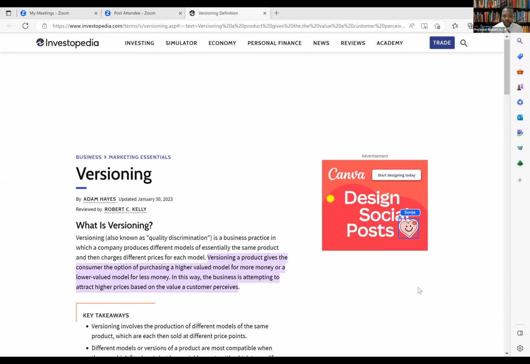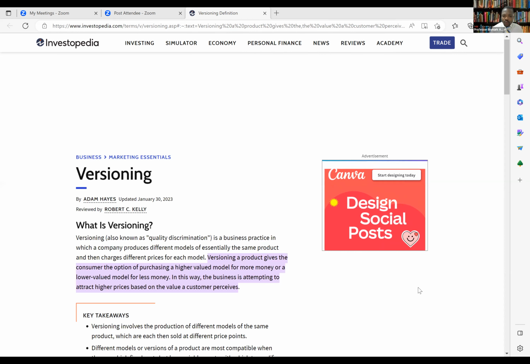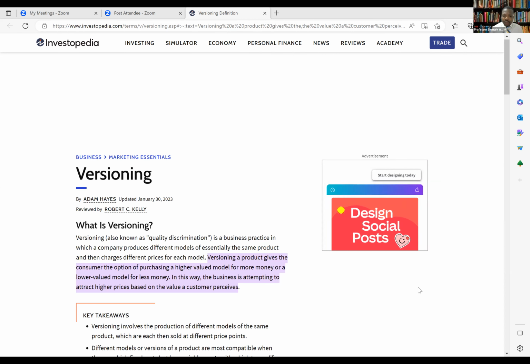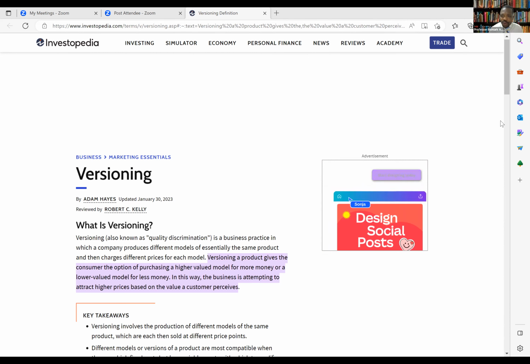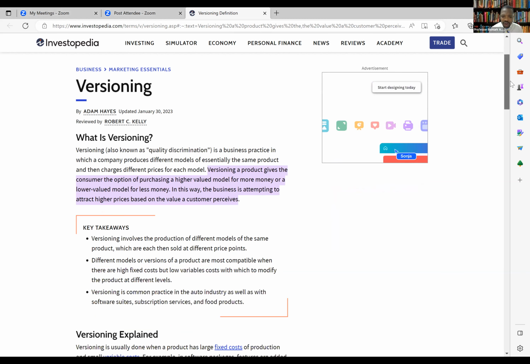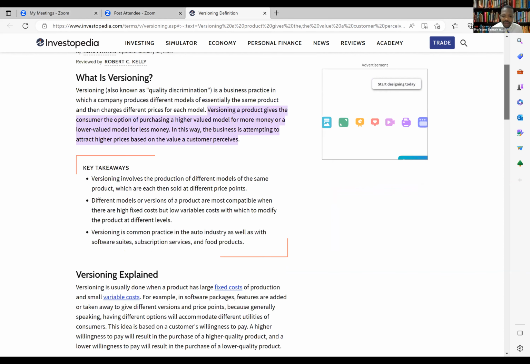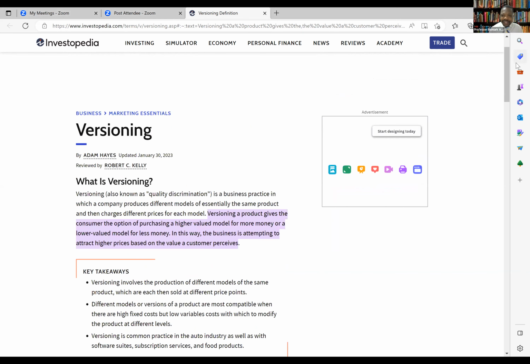Version product gives the consumer an option of purchasing a higher value model for more money or a low value model for less money. In this way, the business is attempting to attract higher prices based on the value a customer perceives. This is what we call versioning pricing. So I'm hoping that you will be able to do some small research on how to find the different strategies of versioning pricing and do the best that you can.